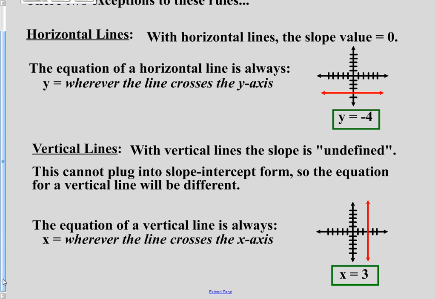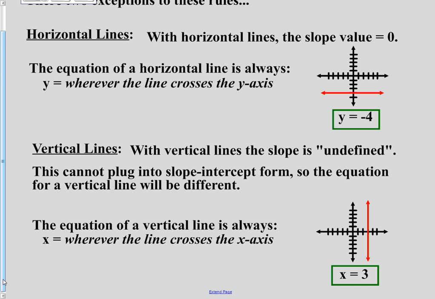The vertical line is kind of a different animal altogether, because in order to be vertical, we already said that it has to have a slope value of undefined. Well, how do you plug an undefined value into an equation without destroying the equation? The answer is you can't. So the slope-intercept form actually will not apply when we are talking about a vertical line.